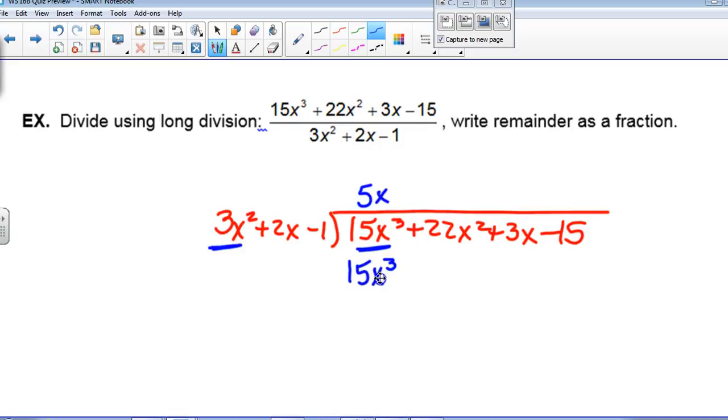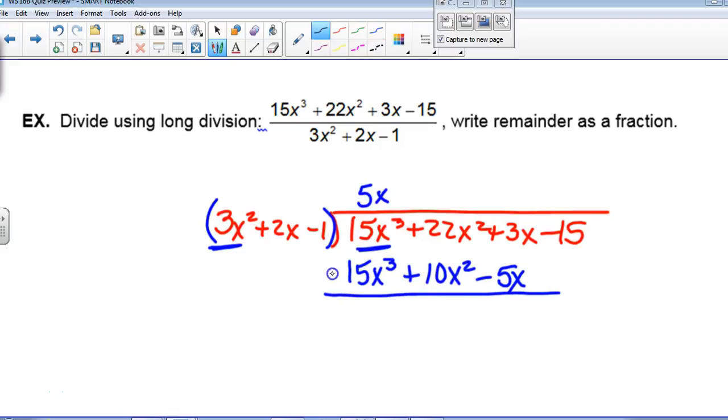This is where some of you run into trouble. That's all you do. The rule is when you long divide, you figure out how many times it goes in and then you multiply. Well, we have to multiply 5x by all of those terms. So I get a 15x cubed plus a 10x squared minus a 5x. Everybody okay with where I came up with all three of those? Then some of you always mess up your signs. You're subtracting. So you get 12x squared plus 8x minus 15, I think.